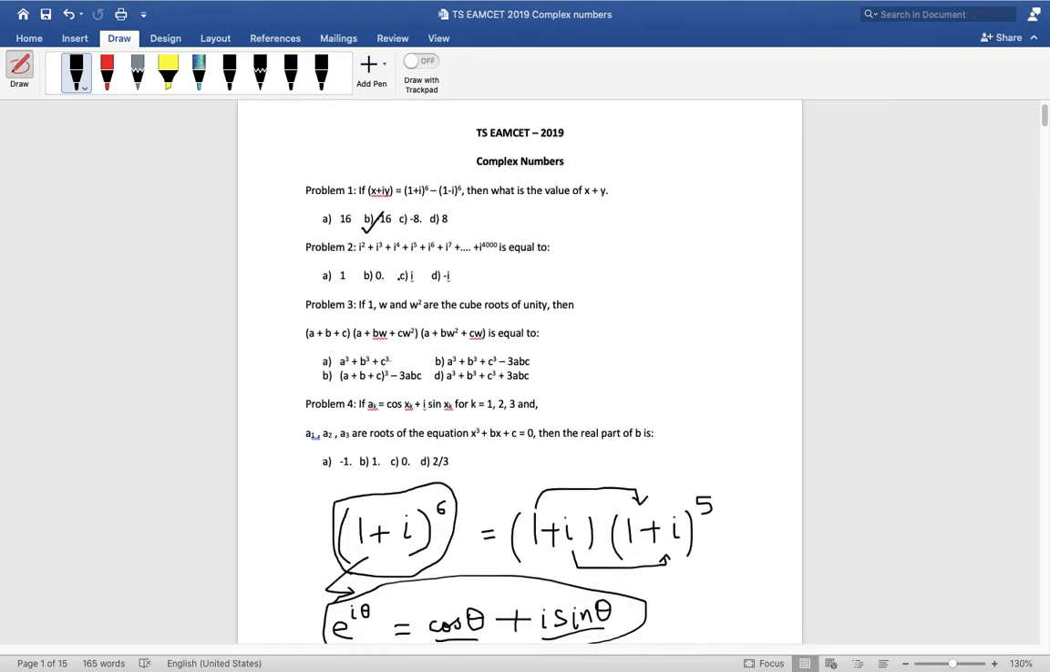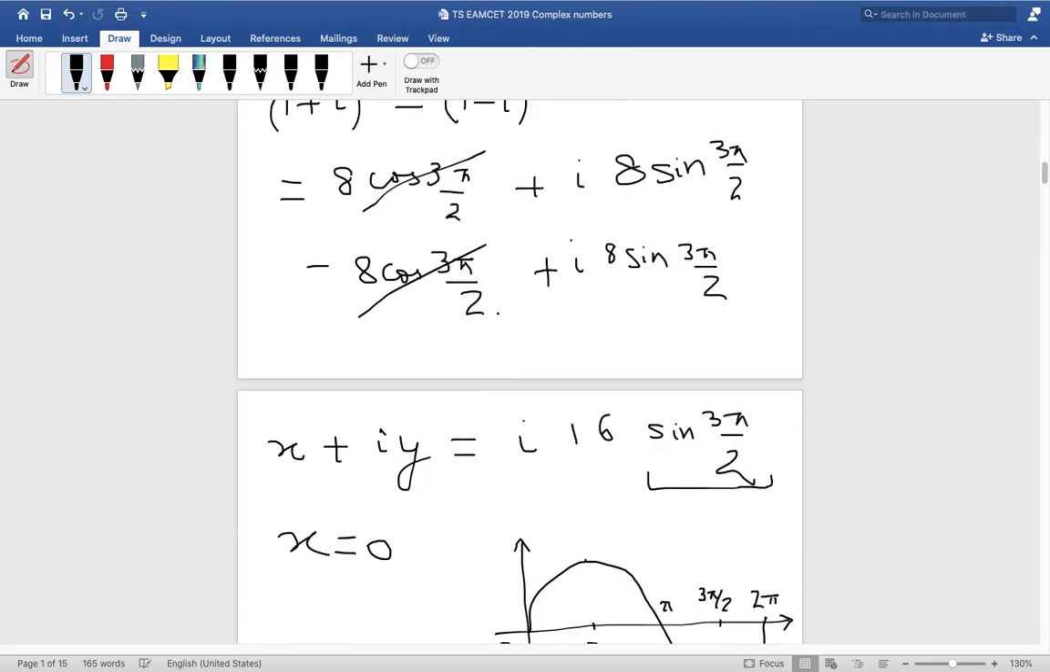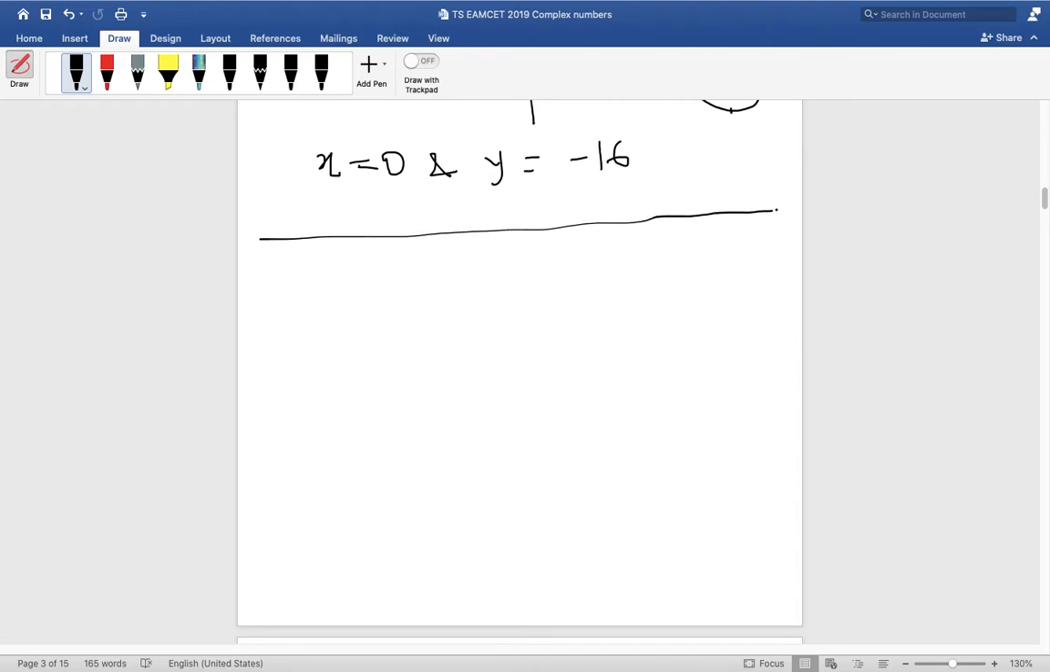Now let us have a look at the second problem. It says i square plus i cube plus i^4 plus i^5 plus i^6 plus i^7 plus i^8 plus dot dot dot i raised to the power 4000.